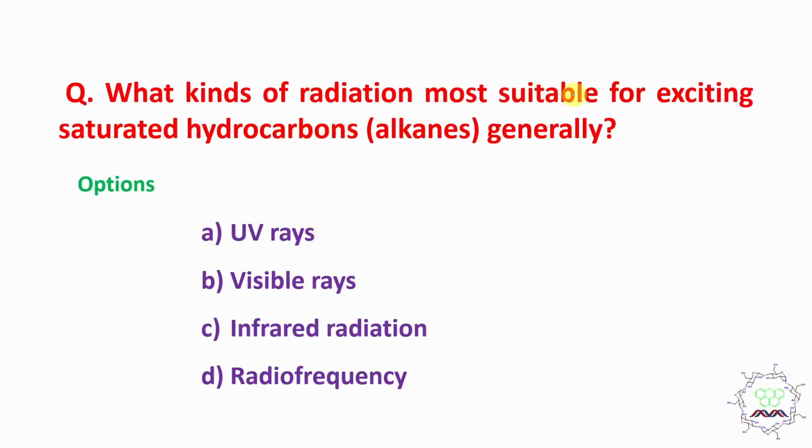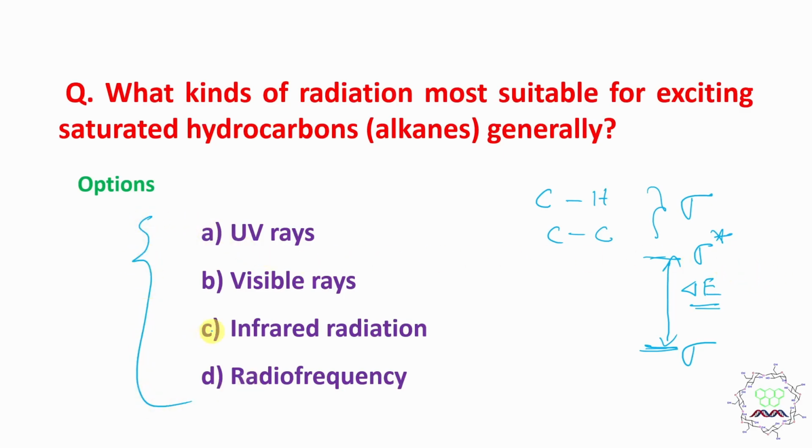Which kind of radiation is most suitable for exciting saturated hydrocarbons? Alkanes. In alkanes there are 2 types of bonds, C-H and C-C. By the way, both are sigma bonds, and if you look at the molecular orbital diagram, sigma is maximum stable and sigma star is at the top, maximally unstable. So you can conclude that this energy gap delta E is maximum for saturated analogs or alkanes. Now the question: since this gap is higher, you need to select a radiation whose energy is maximum. Among these 4 options, which has the highest energy?